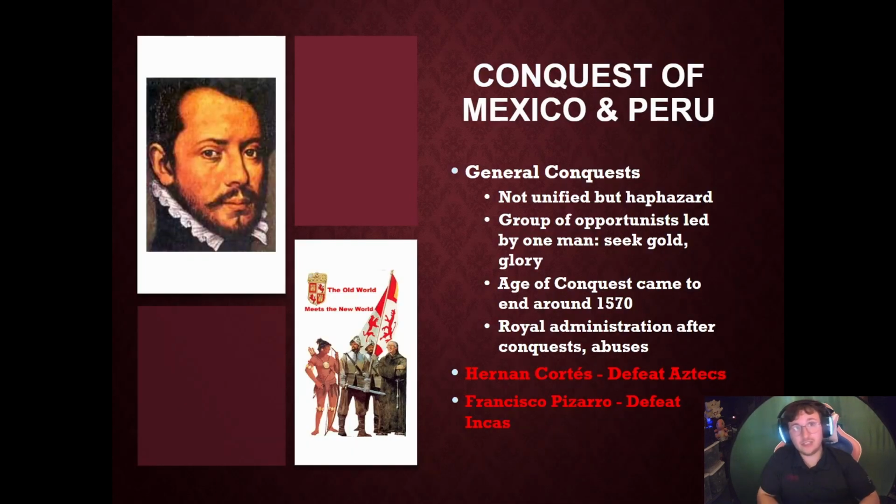There are some conquistadors that you need to know in the conquest of Mexico and Peru. Generally, the conquests were not unified. They were haphazardly done in order to conquer the area. They were normally led by one person, and they were a group. They sought God, gold, and glory, though they were not focused on religion. The conquest takes a little under 100 years to end.